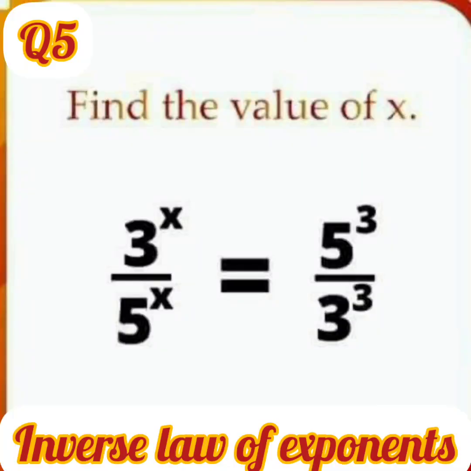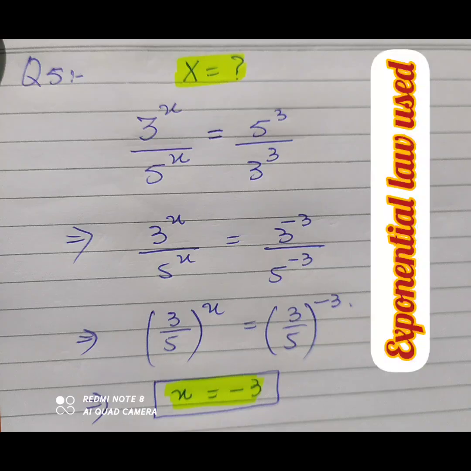The next question is, find the value of x. 3 power x over 5 power x equals 5 power 3 over 3 power 3. Here we have to find the value of the unknown number x. For that we have to make the base on both sides of the equation same. For that we have written it as 3 power x over 5 power x equals 3 power minus 3 over 5 power minus 3.